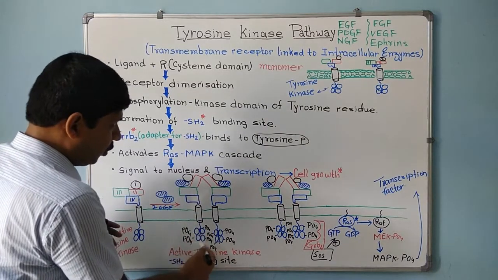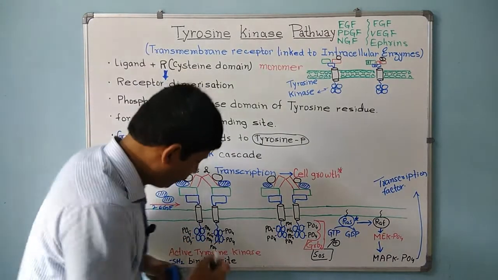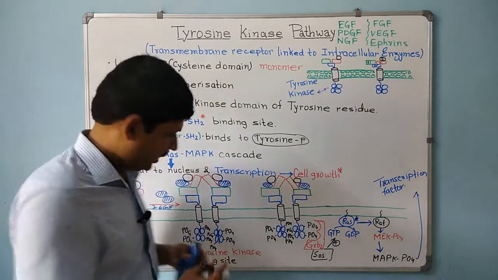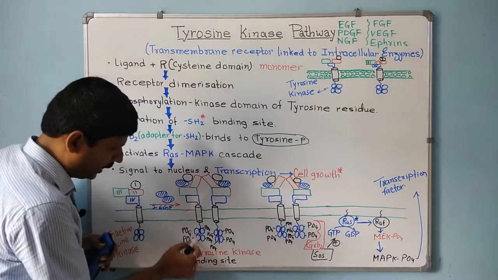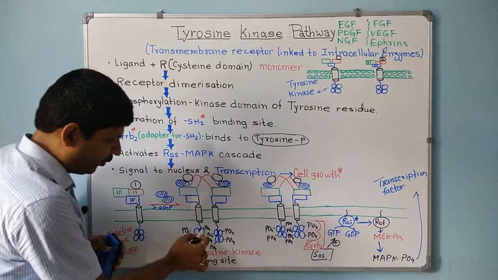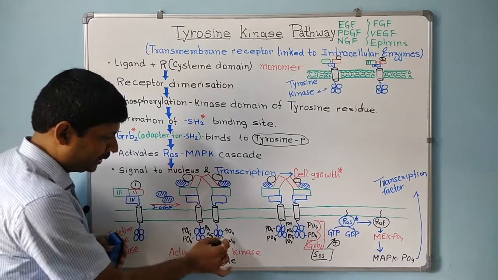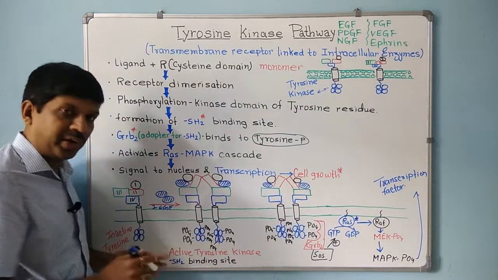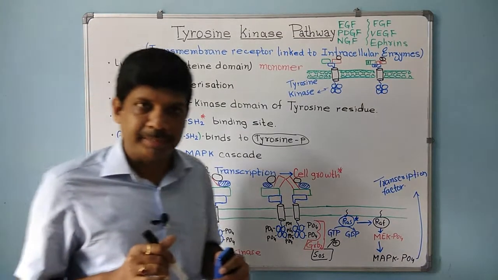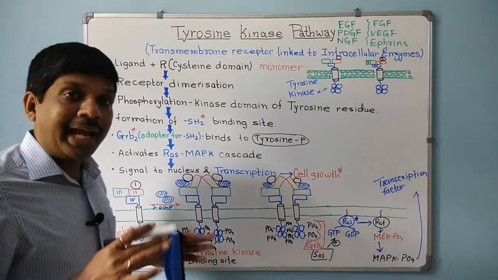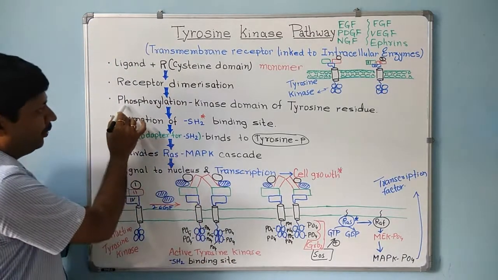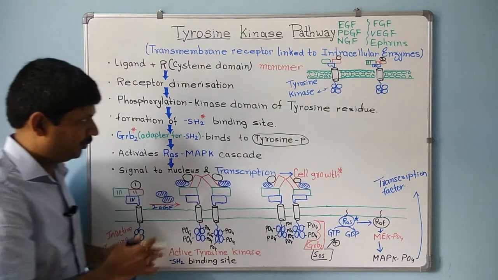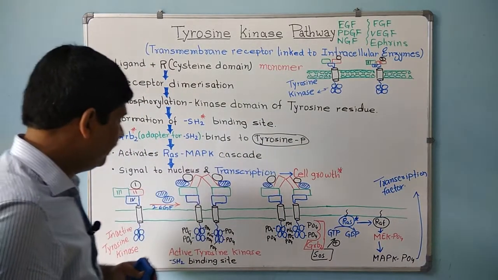phosphorylation. The phosphorylation of what? The phosphorylation of the intracellular part. That is the tyrosine kinase. So we have the tyrosine kinase molecule here, and that gets phosphorylated. So the whole dimerized part gets phosphorylated, the intracellular tyrosine kinase part, and that makes it active. So that's over. Phosphorylation of the kinase domain of tyrosine residue, which resides intracellularly.